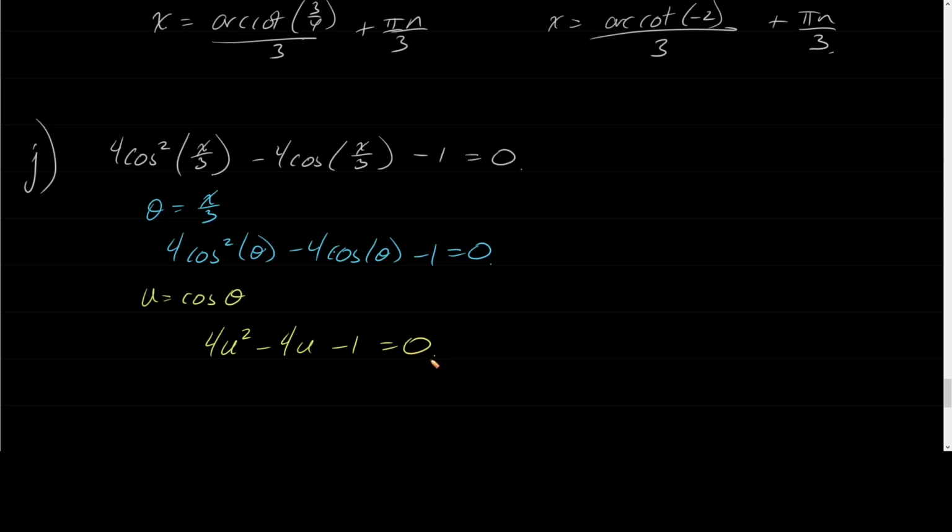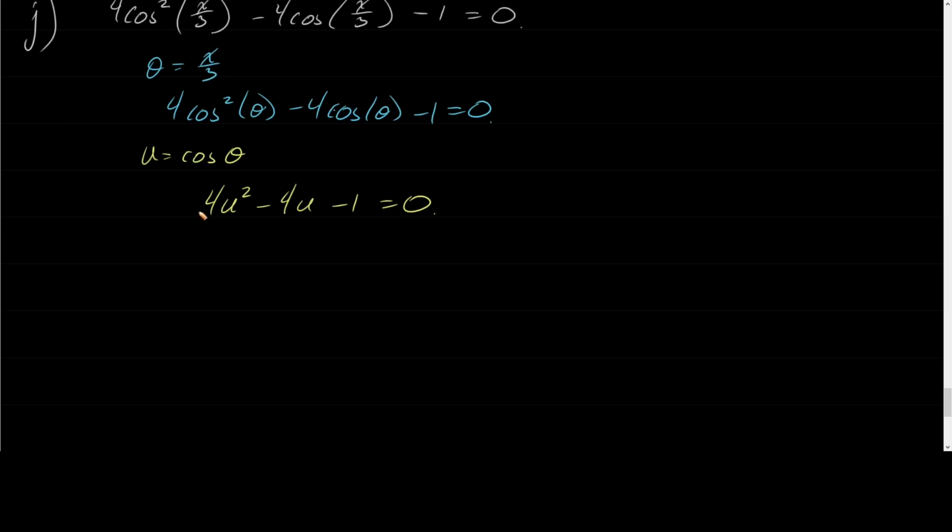Now, let's see if we can factor this. Well, if we do the AC method, take a and c, so 4 times -1. 4 times -1 is equal to -4. And any two factors that multiply to -4 but add up to -4, that doesn't happen, because, well, let's look at all the possibilities.